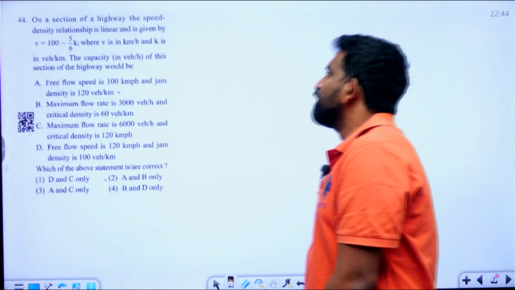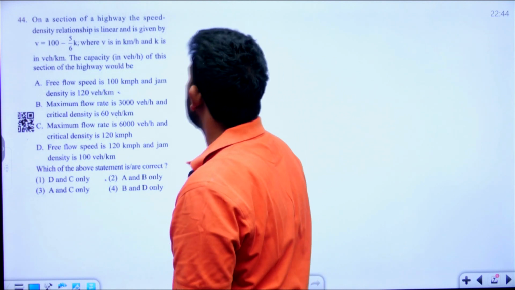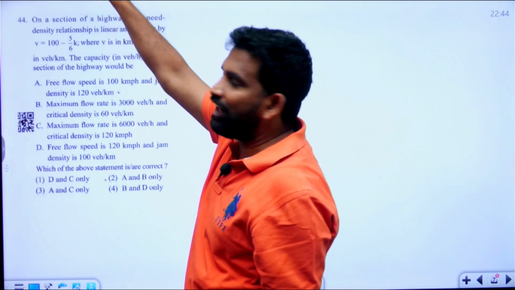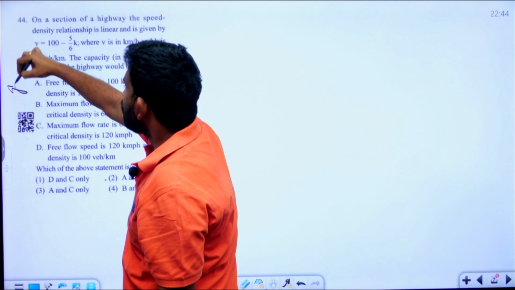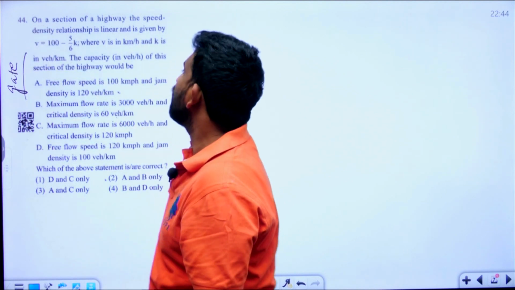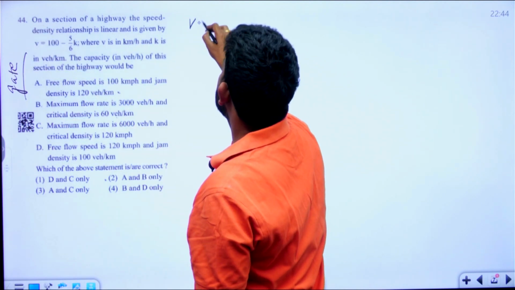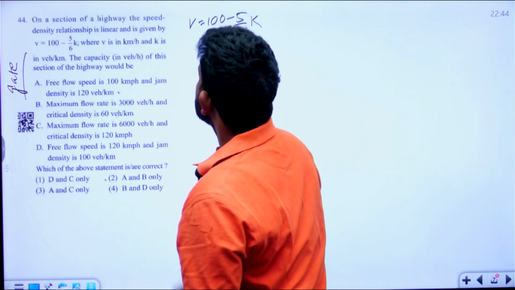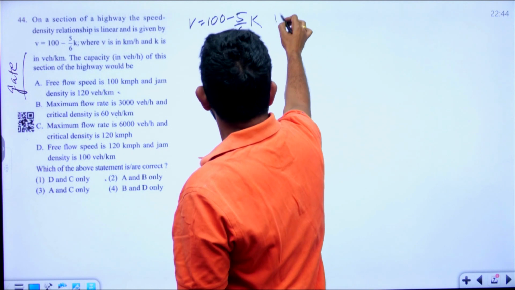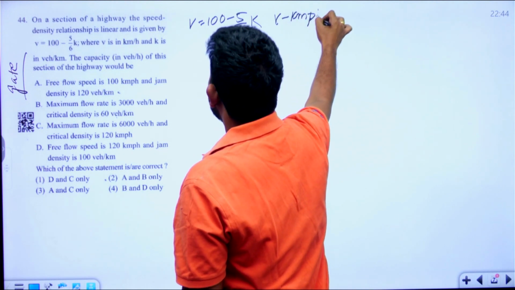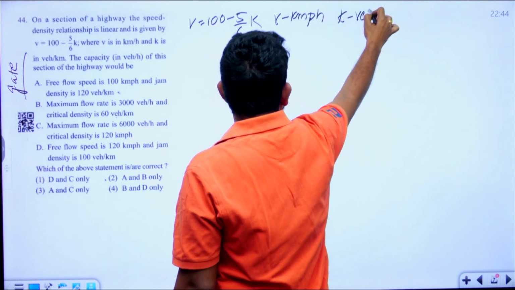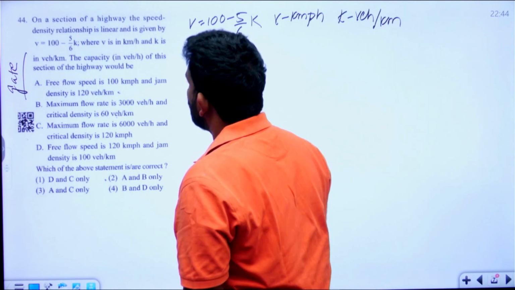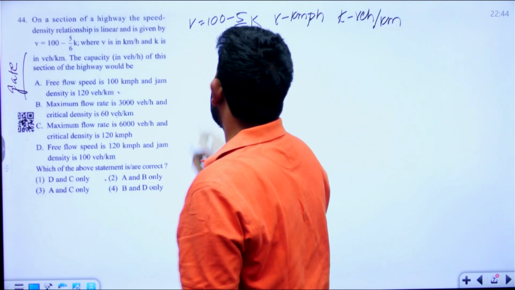On a section of highway, the speed density relationship is linear and is given by the relation V equals 100 minus 5/6 of K, where V is in kmph and K is in vehicles per kilometer. Yes, density will be in terms of vehicles per kilometer only. The capacity of this section of highway would be dash.